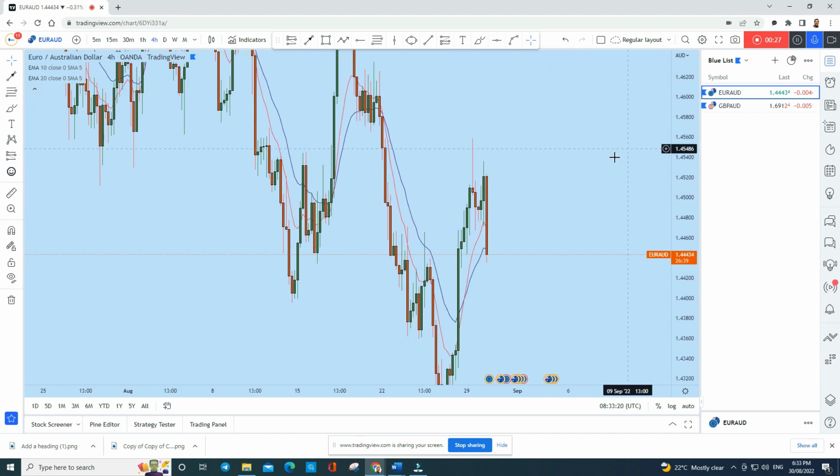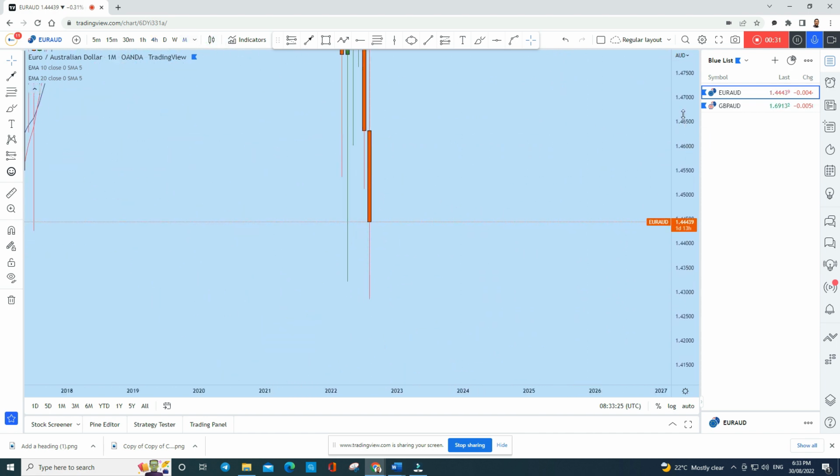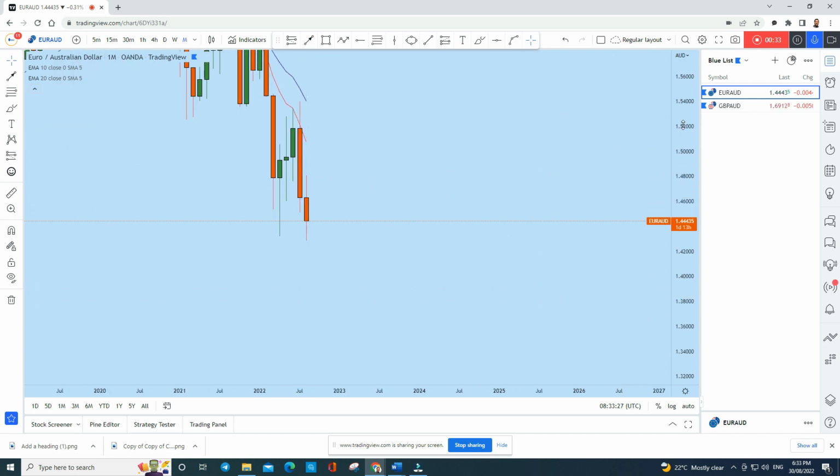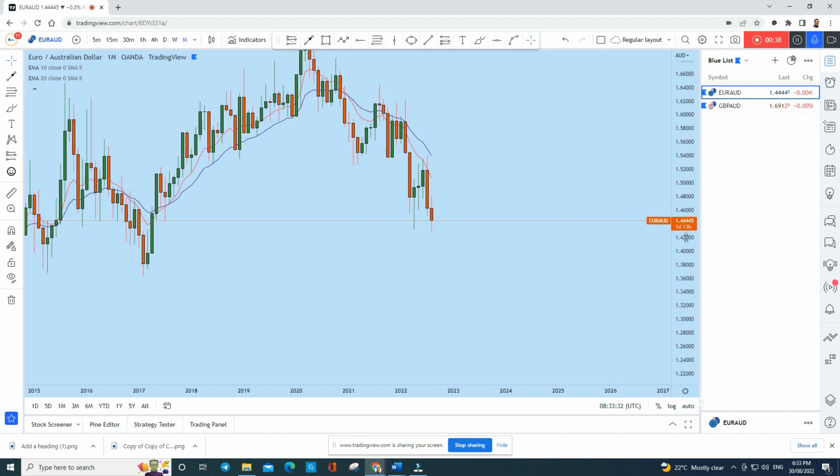Now, first of all, let's look at the bigger picture, the monthly time frame with Euro AUD. Why? Because monthly and weekly, the higher time frames, will give you a clear direction in the market, removing all the noise from the lower time frame.